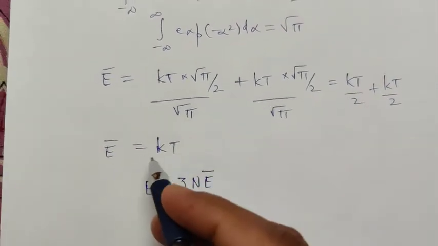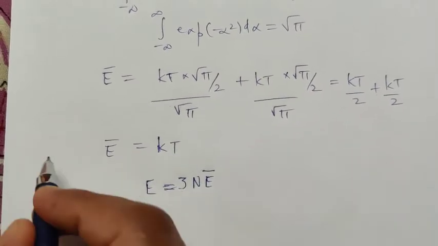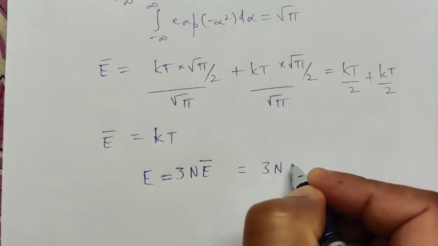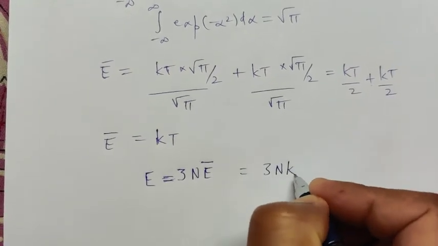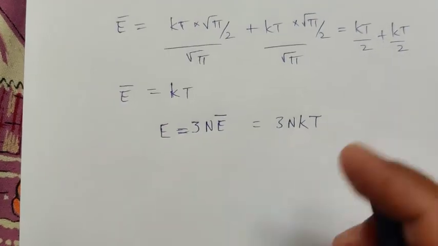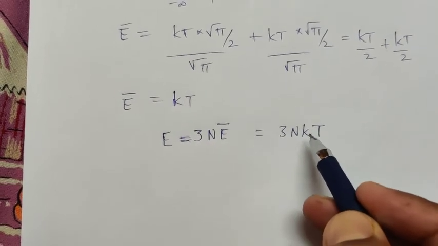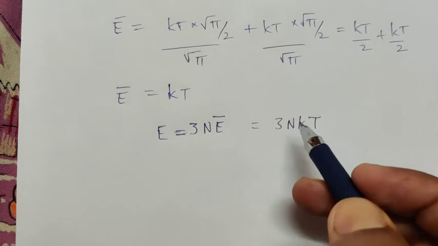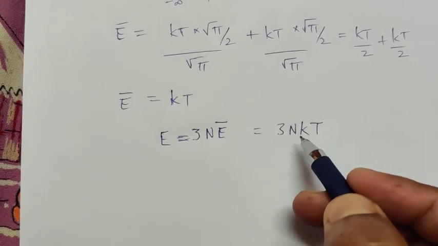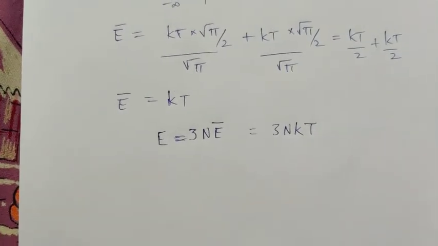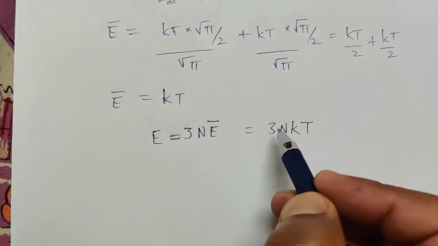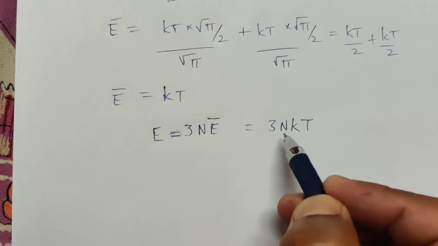So putting this value of E bar into this equation, 3 into N E bar is equal to 3NkT. Since N into Boltzmann constant is nothing but R, the universal gas constant, this is your total energy.